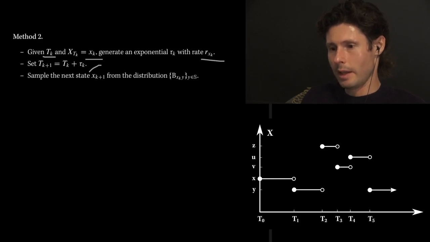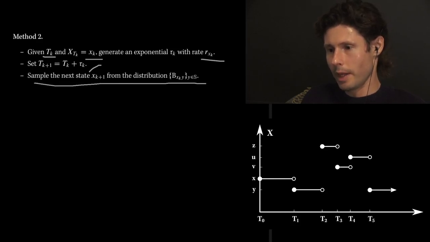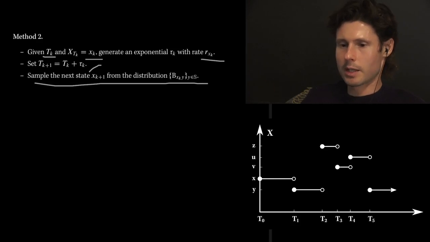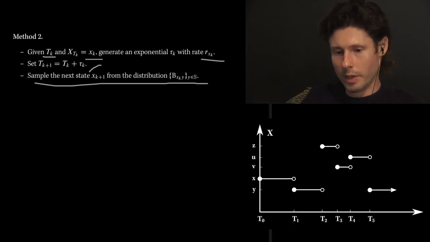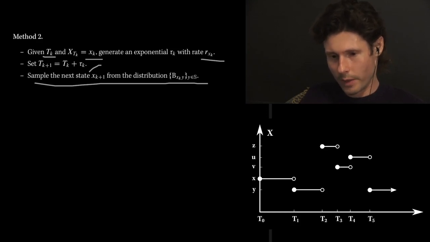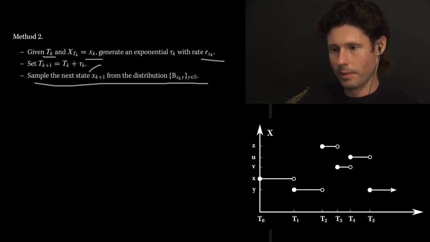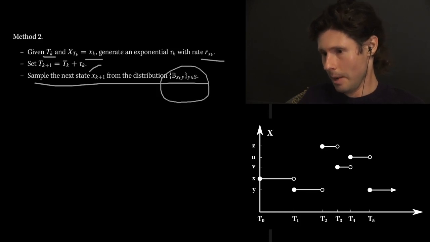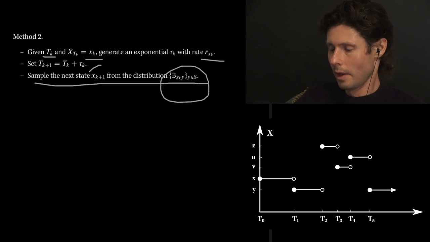And then the next thing to do is sample from the embedded chain to get the next location. So at t1 we were in state y, it looks like in that picture, and at t2 we're going to sample from b, and it looks like we're going to get the value z, right? And again, b here is a discrete distribution. You know how to sample this.